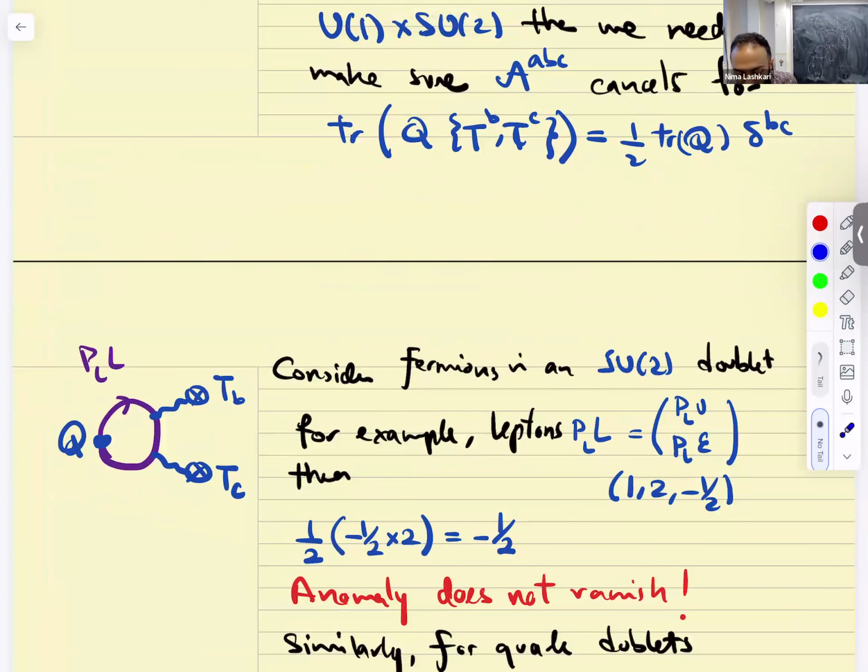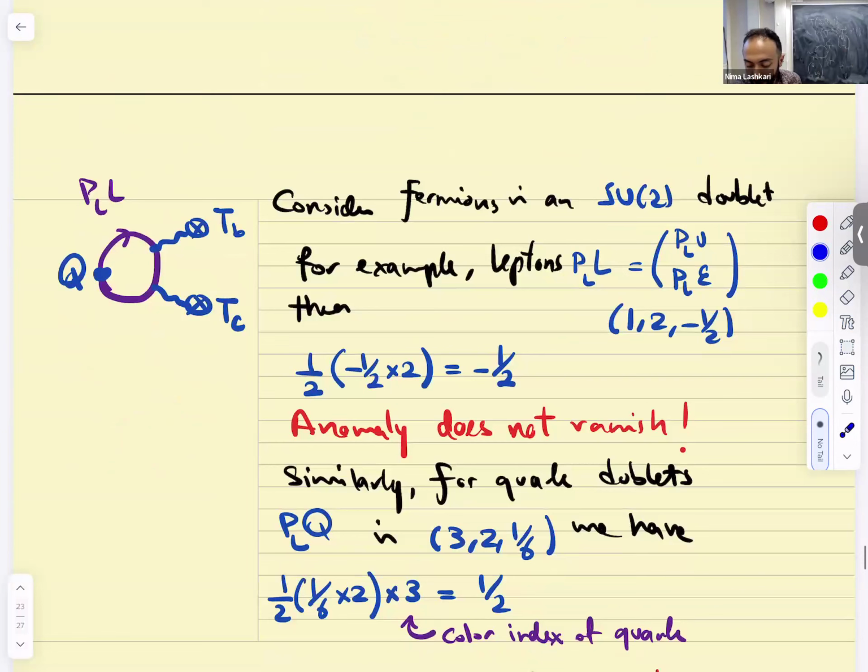So half is this half, right? What is this minus half times two? Minus half is how much charge, and because there are two, there's up there. This is an SU(2) doublet. Both of them have minus half charge, so they add up, and there's a half in front, so you get minus half. This is anomalous. Bad. The anomaly doesn't vanish.